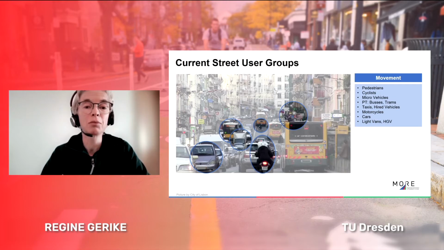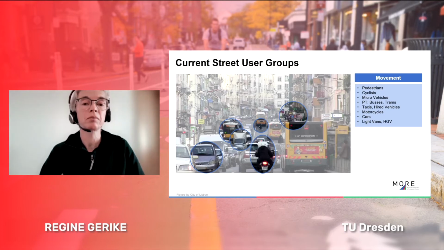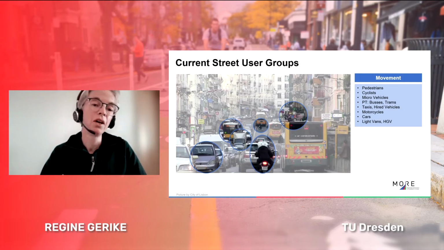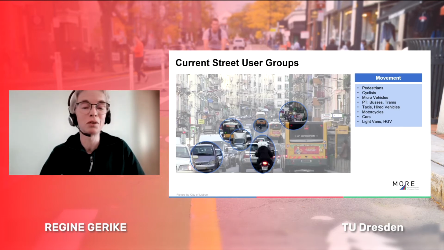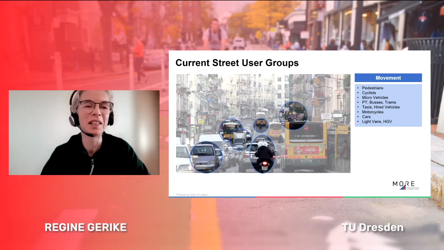We have the cyclists as movement users. So these are all these blue circles. We have the micro vehicles, the scooters, public transport, buses, trams. There's no tram in the street. Taxis, motorcycles, light vans, and heavy goods vehicles, we have all the persons and goods, the vehicles moving along the street, and we have also some street users crossing the street. So these are also movement functions. So we have here one pedestrian in the middle of the street. I don't know whether you can see it, crossing the street, also an important movement function.